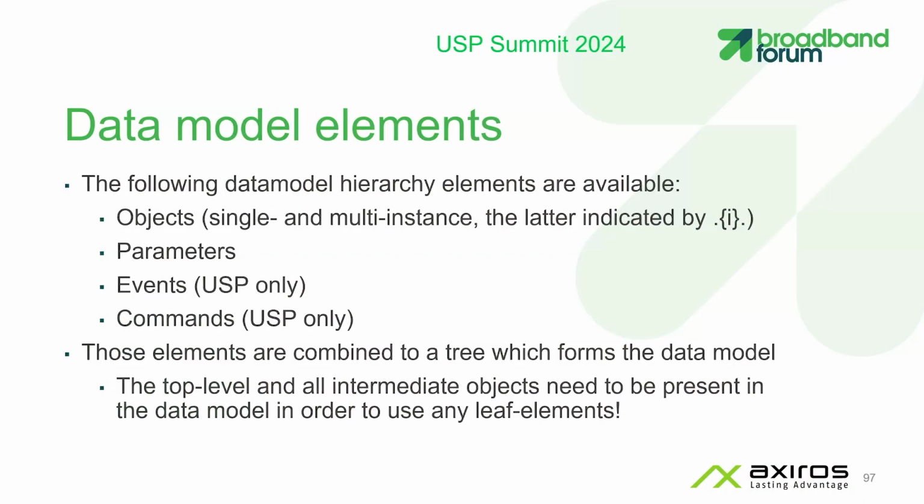Okay. So what are the things that are actually in the data model? Again, most of this is repetitive from previous talks. So we have objects which can be either single or multi-instance, and the latter is indicated by the curly braces. We do have parameters, and then we have the USP-specific elements, which are events and commands. And basically, those are formed into a hierarchy, and that hierarchy is basically what makes the whole data model.